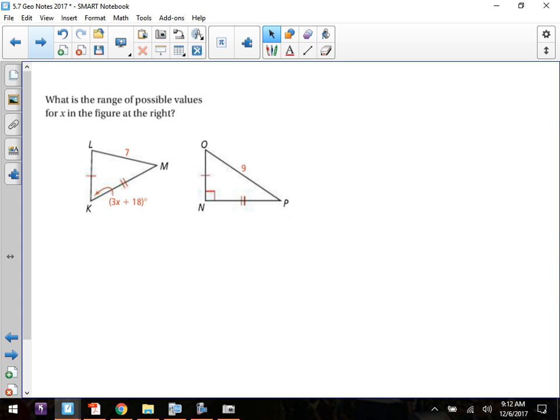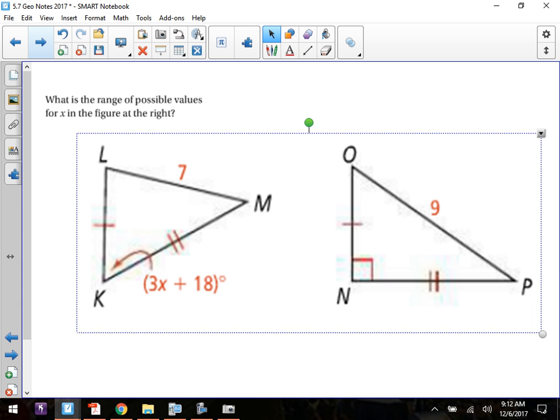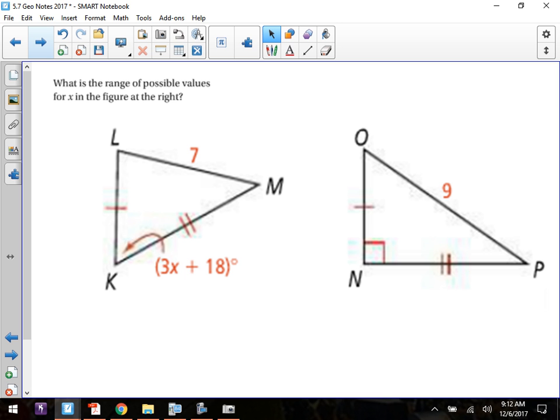Okay, I have one more like that. You guys try this one on your own. I'll blow that up so you can see it. Again, possible range of values. When it says possible range of values, you find an upper limit and a lower limit. Okay? Give that a shot.